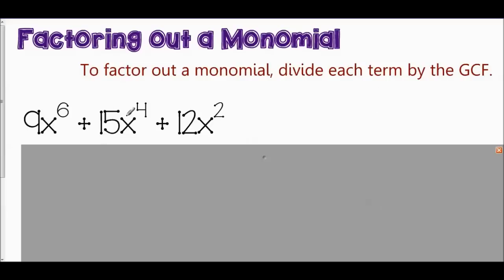So let's look at this monomial. Look at the numbers, 9, 15, and 12. What is the greatest common factor of those? Well, 9 only has factors of 3 and 3. 15 has a 3, and 12 has a 3, but only one 3. So the GCF is going to be 3, and then let's see how many of the variables they have in common. This has 6, this one has 4, this one has 2, so they have x squared in common.